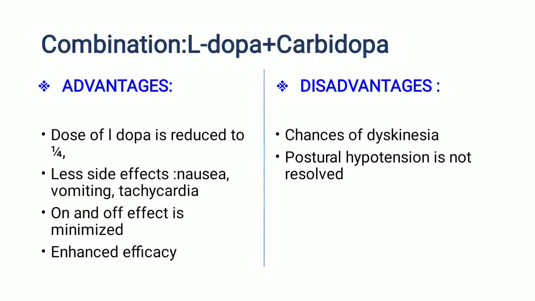Combination of levodopa plus carbidopa. It has some advantages and disadvantages. Advantages are the dose of levodopa is reduced to one-fourth, less side effects like nausea, vomiting, tachycardia, the on and off effect is minimized, and efficacy is enhanced. Disadvantages are chances of dyskinesia, postural hypotension is not resolved. Also chest pain, agranulocytosis, hypersensitivity reactions, etc.